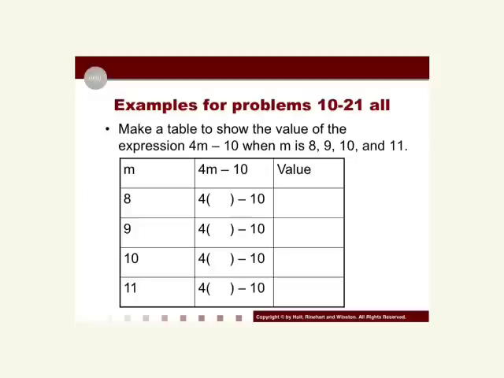So we're first going to plug 8 in for m, so 4 times 8 is 32, and then 32 minus 10 is 22. Now we're going to plug 9 in. 4 times 9 is 36, minus 10 is 26. 4 times 10 is 40, minus 10 is 30. And then 4 times 11 is 44, minus 10 would be 34.